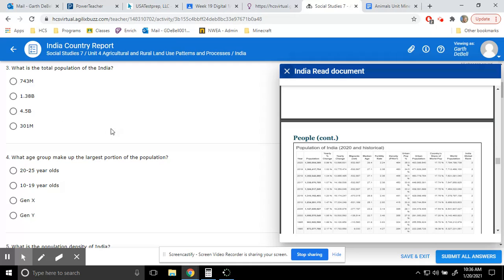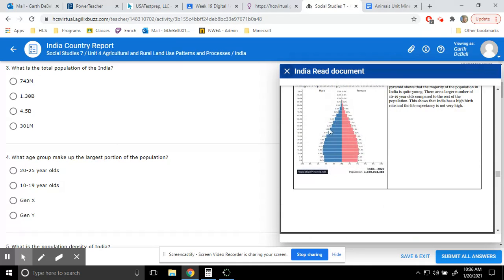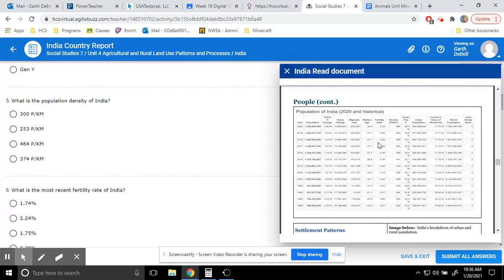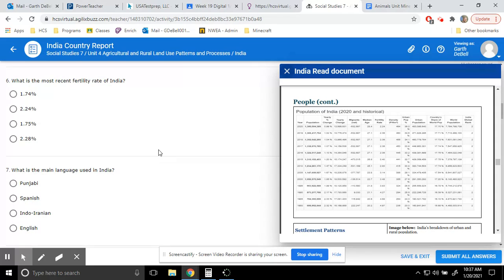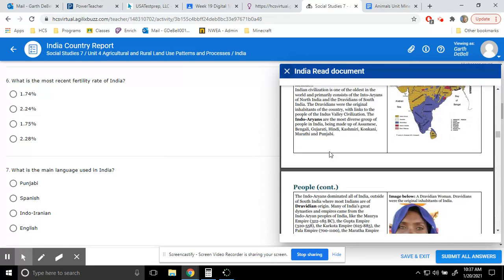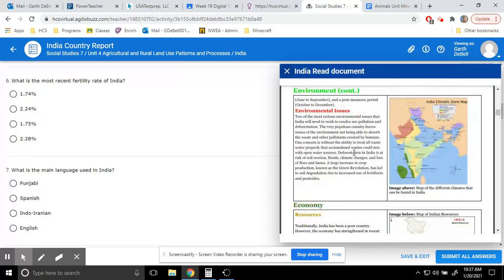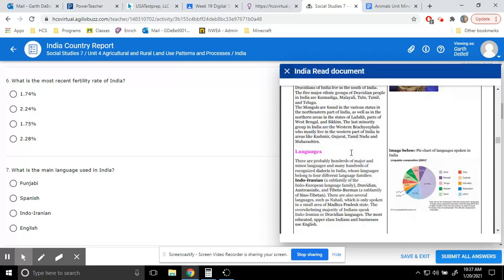What age group makes up the largest portion of the population? That is going to be found in the population pyramid section. What is the population density? You're going to come back up here to the chart again. Fertility rate, the chart again. What is the main language used in India? So you're going to want to go to the section that deals with languages. And that is covered there. Let's see, right here. Languages.